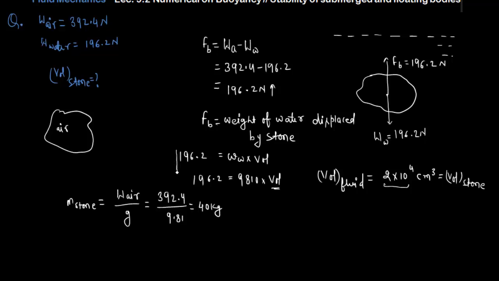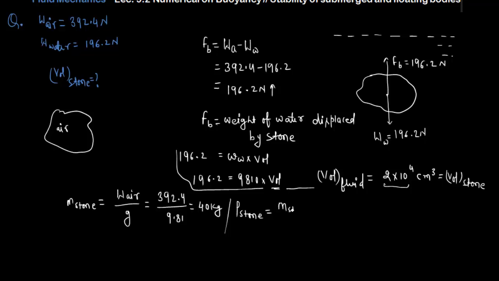Okay, so 40 kg is the mass of the stone. Now, if we know the mass of the stone, we can also calculate the density of stone. So we can say that density of stone will be simply equal to what? I think density will be simply equal to mass per unit volume.